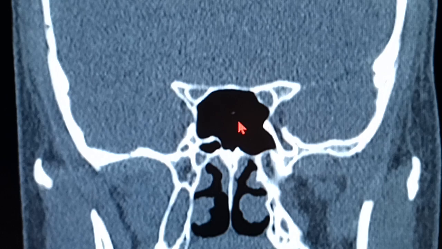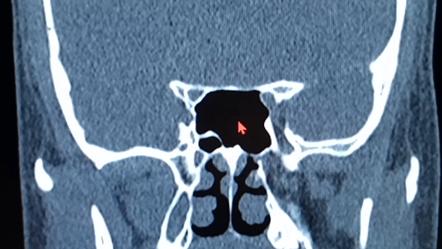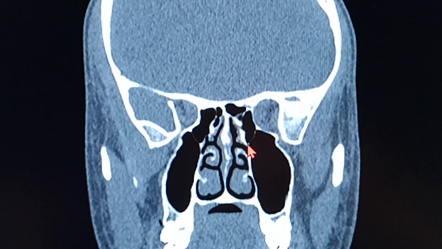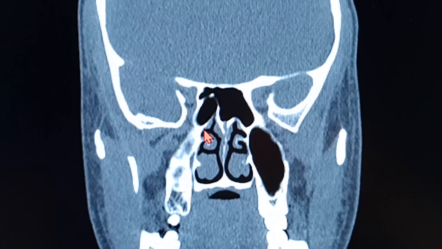Okay, so that is called the rule of 6, 12, 24. So I think that's the basic anatomy. Then I need to show you, let me just zoom this out. I need to show you the more exam spotter point of view locations.